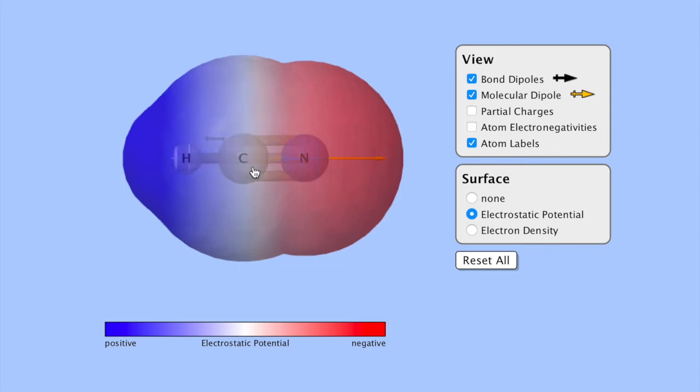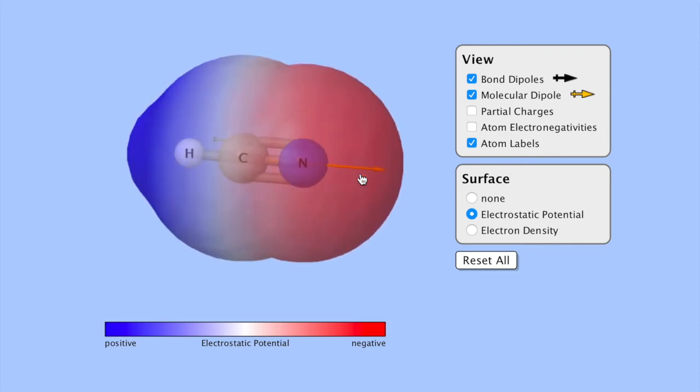Hydrogen cyanide is again linear, but this time the two things on either side of the carbon are not the same. Okay, so you get one side that's negative and one side that's positive. So this would be polar.